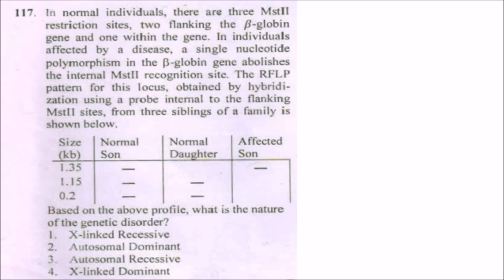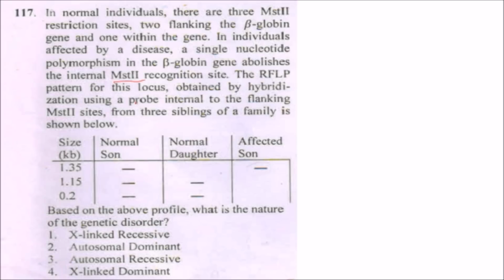In a normal individual, there are 3 MstII restriction sites, 2 flanking the beta globin gene and 1 within the gene. In an individual affected by a disease, a single nucleotide polymorphism in the beta globin gene abolishes the internal MstII recognition site. The RFLP pattern for this locus is obtained by hybridization using a probe internal to the flanking MstII site from three siblings of a family, as shown here.